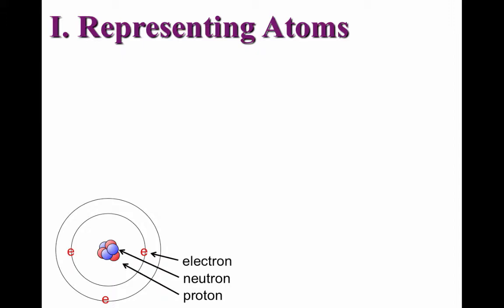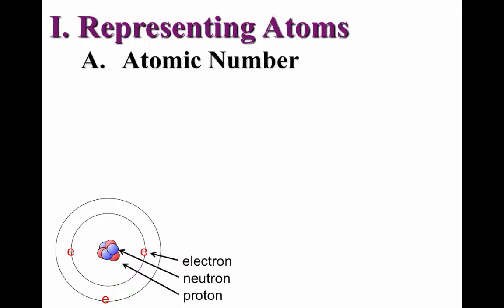All right, let's talk about how we represent atoms in chemistry. Sometimes we like to draw them, and there's a model of an atom where we put protons and neutrons in the center, and we put electrons around that model. We learned that model before as Rutherford's nuclear model.